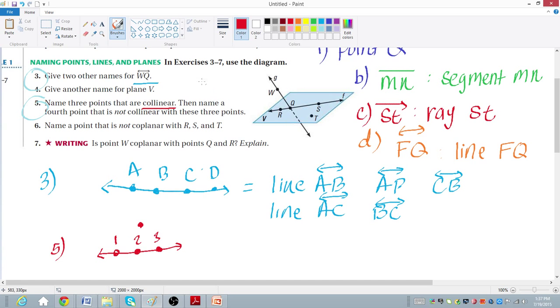So if I look at number 5 and this diagram, 3 points that are collinear, if I look at this line right here, this line F, well, R, Q, and S, those are 3 points, and point W is the non-collinear one. So the answer for number 5 is points R, Q, S. And then when they ask for not collinear, I'll do it in a different color. Point T is not collinear.